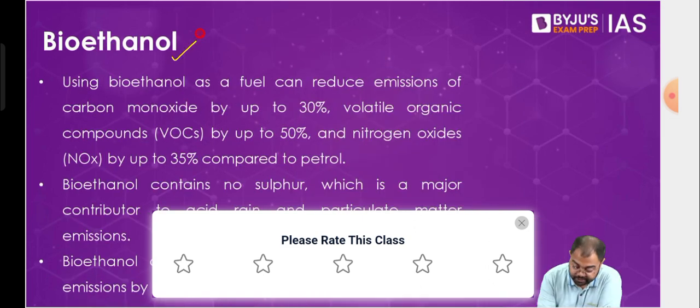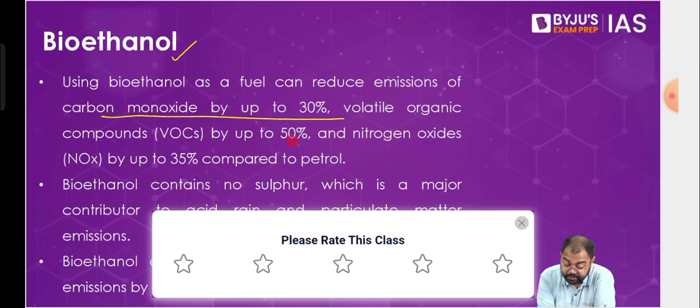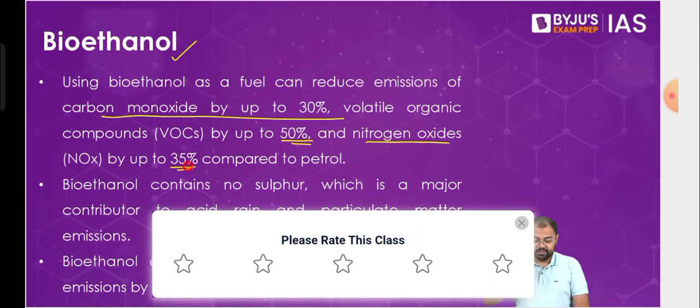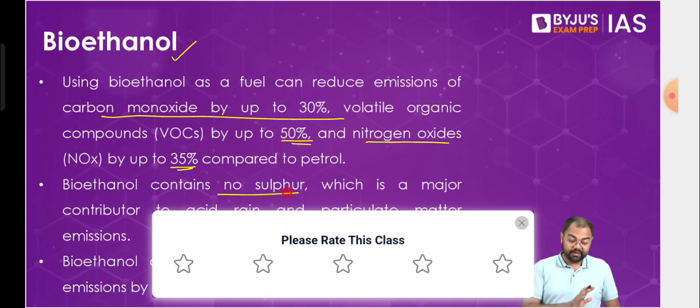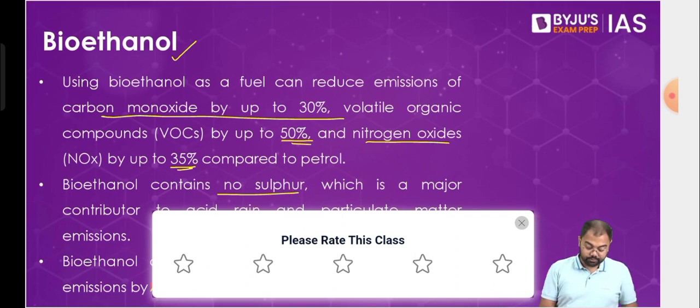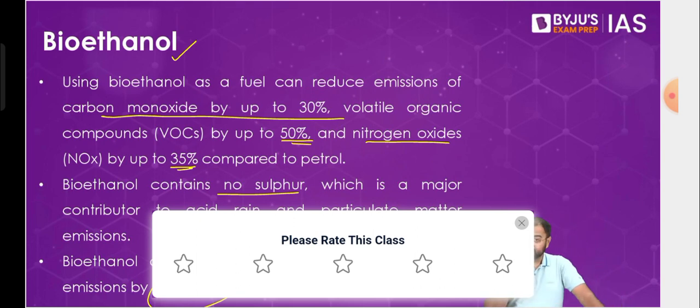Coming to bioethanol, in the case of bioethanol also, we see that carbon monoxide emissions can be reduced by up to 30%, volatile organic compounds by up to 50%, and nitrogen oxides by up to 35%. So in all these cases, we are able to reduce the various pollutants. At the same time, here also there is no sulfur, so there is no sulfur dioxide. That again is an added advantage. Overall, up to an 85% reduction can be achieved in the total amount of emissions, so it can really control emissions from these kinds of industries. That's why bioethanol becomes very, very crucial.